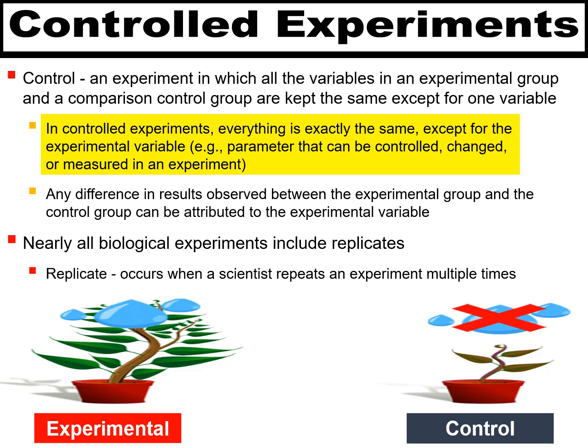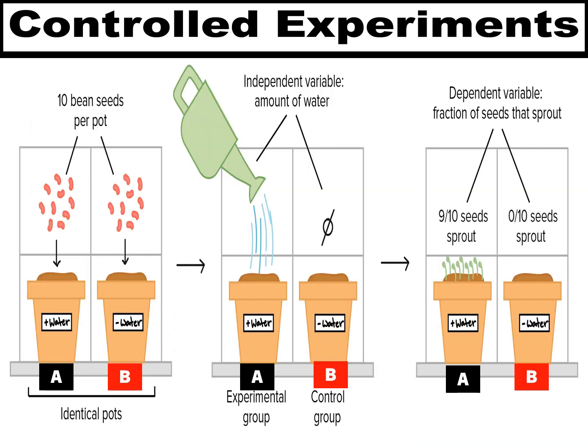A controlled experiment is an experiment in which all the variable factors in an experimental group and a comparison control group are kept the same, except for one variable factor in the experimental group that is changed or altered. This helps implicate the cause of specific results or clarify research findings. Analyze this figure for a moment. This figure shows you the benefit of performing a controlled experiment.